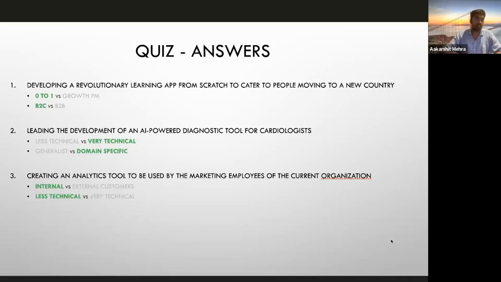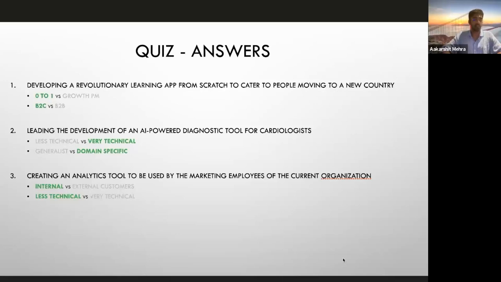The next one is leading the development of an AI-powered diagnostic tool for cardiologists. Because it's an AI-powered diagnostic tool, I think the product manager in this case will have to have a very deep technical understanding of the AI algorithms being used, of the infrastructure decisions being made, because it's a very tech-heavy product, and the tech decisions here will have a significant impact on the end product and how usable it is to the customers. So it requires deep technical expertise. And also, I would say domain-specific knowledge is something that would make this product really successful, because if you have worked with cardiologists or with doctors in the past, you can bring a lot of domain-specific expertise that a generalist PM may not be able to bring to the equation.